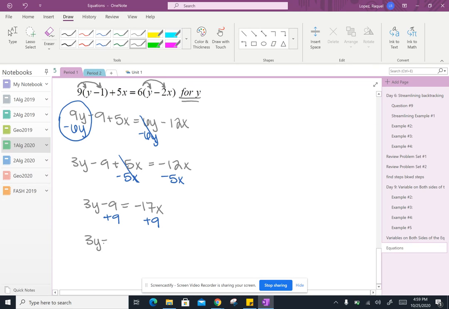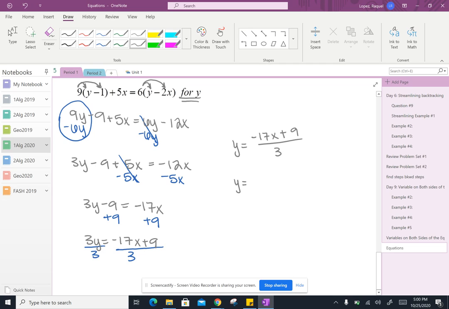So I have 3y equals negative 17x plus 9. And then I want to undo that 3y. Remember, 3y next to each other like that shows multiplication. So that's 3 times y. To undo multiplication, I want to divide both sides by 3. And so I'm left with the final answer of y equals negative 17x plus 9, all divided by 3.